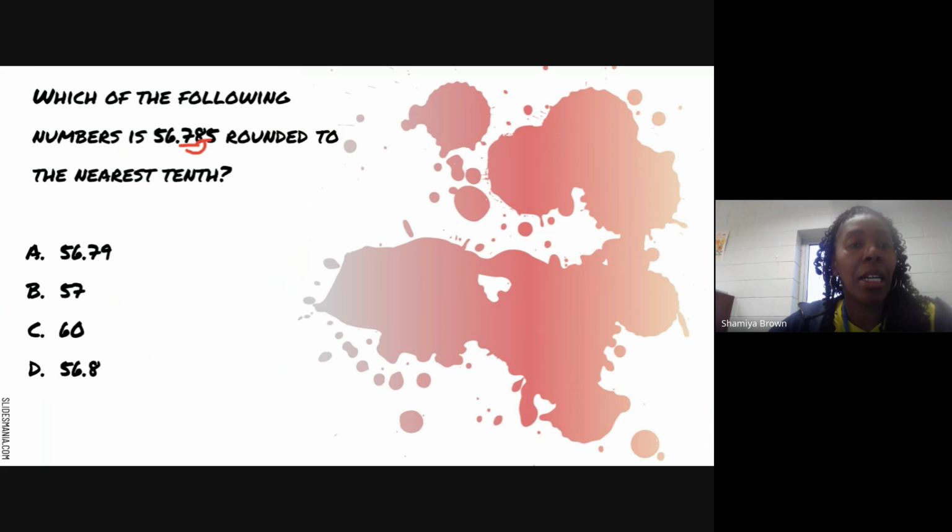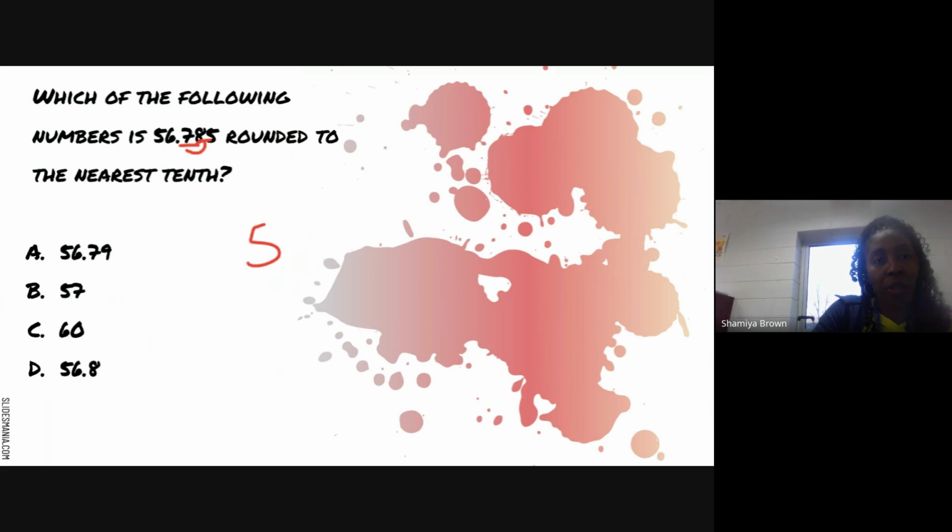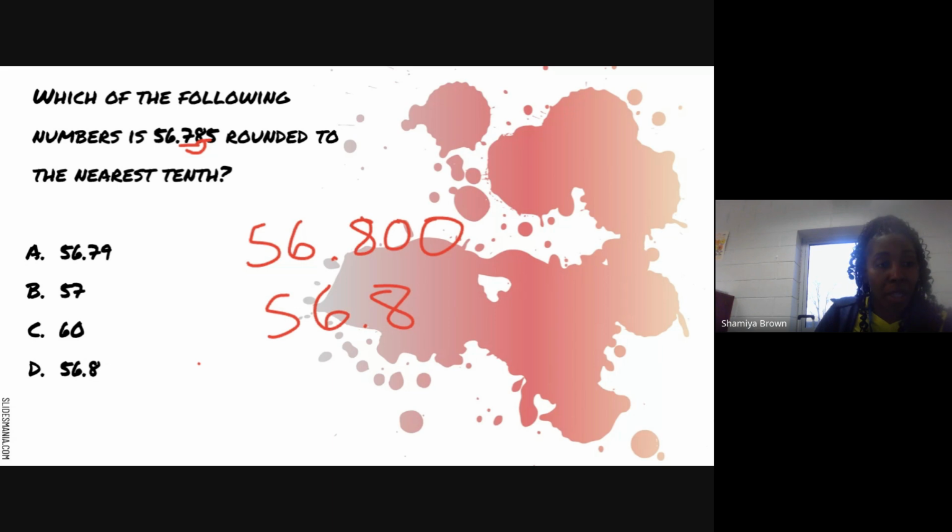Well, my 8 is greater than 5, so I know that tells me I'm going to send this number up. So my 5 and 6 will still be there, and my decimal will still be there. So my 7 here will turn to an 8. And I know that everything else after the place I'm rounding to turns to a 0, so that I don't have to put those there anymore. So I'm just going to have 56 and 8 tenths as my answer. So my answer would be D.